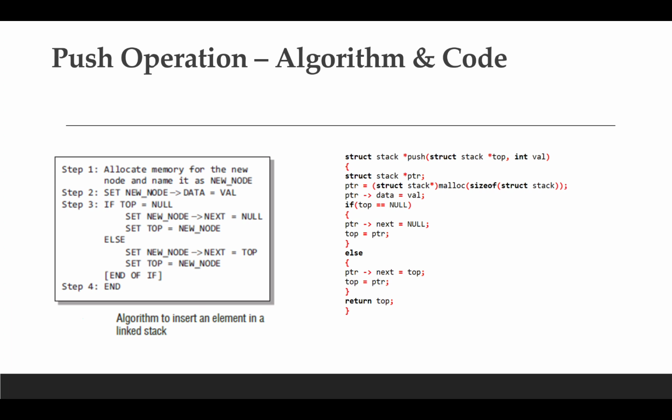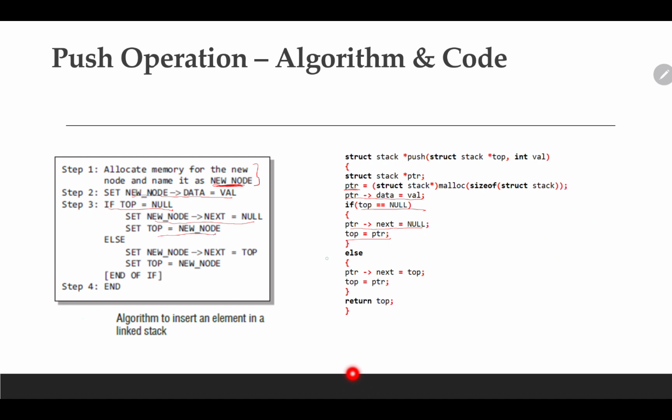Here, first we have to allocate the memory space for the new node. Here we have taken the new node variable as ptr, but any variable you can consider. Then we are assigning new node->data is equal to value. So we are assigning the value here. Then we are checking the condition. If this condition is true, meaning ptr->next is null, so new node->next is null. Then top is equal to new node.